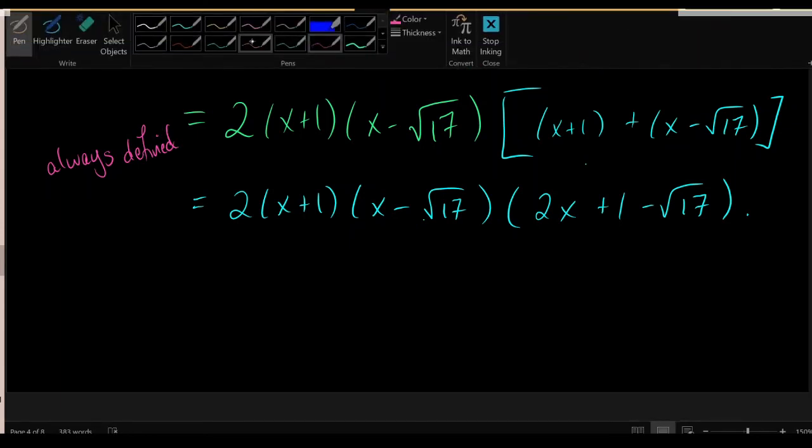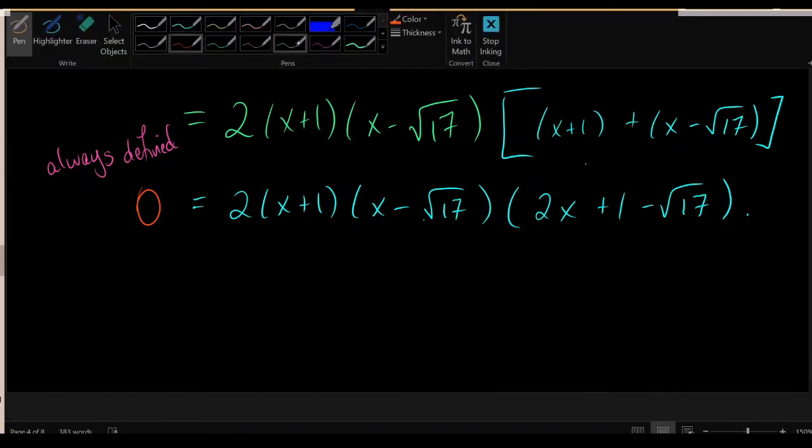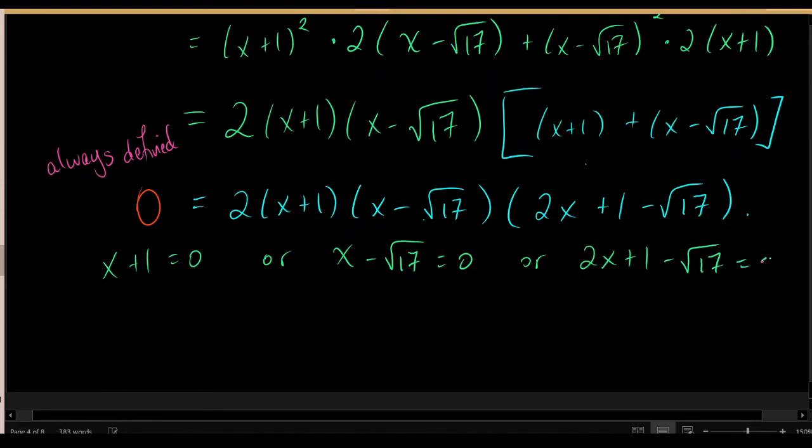So that begs the question, where is this quantity equal to 0? And because we left this factored, we can now solve this equation using the zero product property. To say that either x plus 1 is equal to 0, or x minus root 17 is equal to 0, or 2x plus 1 minus root 17 is equal to 0.